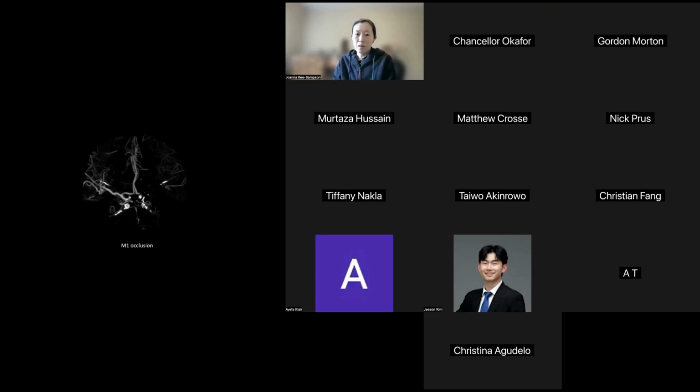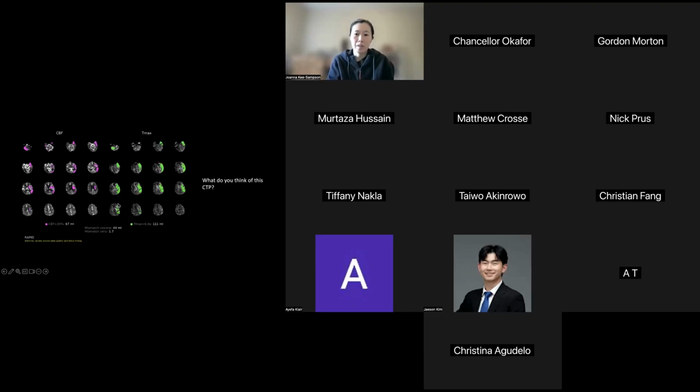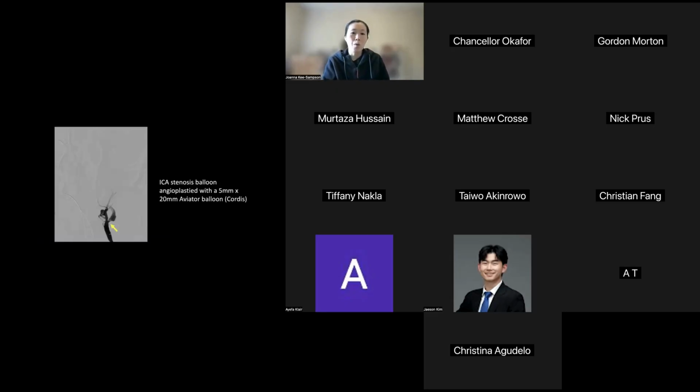This is a 3D reconstructed view of the CTA of his head, which shows a left M1 occlusion. And this was a CT perfusion scan that was done right after. The mismatch volume is very high. I think that based on the CT perfusion scan, there were a lot of areas of penumbra, a lot of areas of tissue at risk that's worth saving. And so we brought him for thrombectomy.